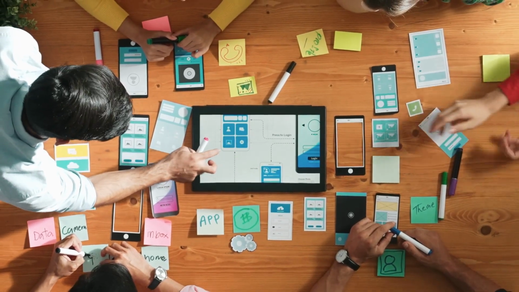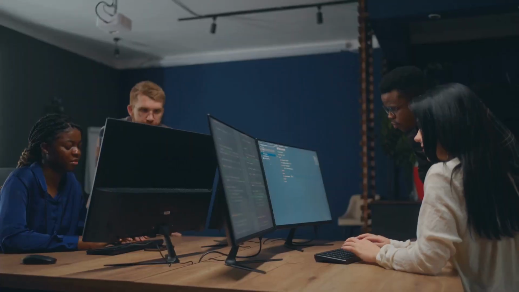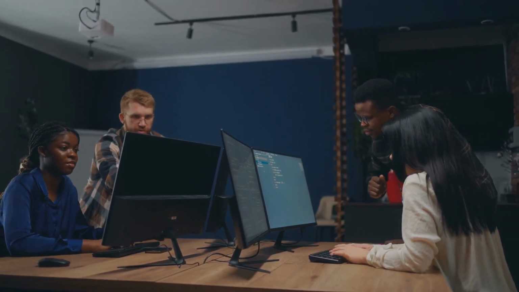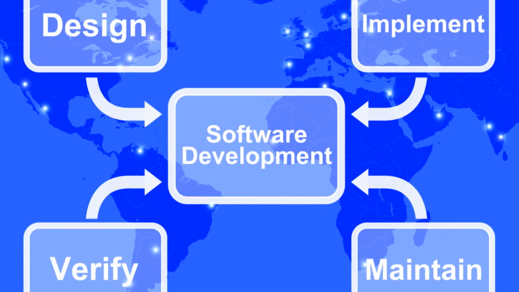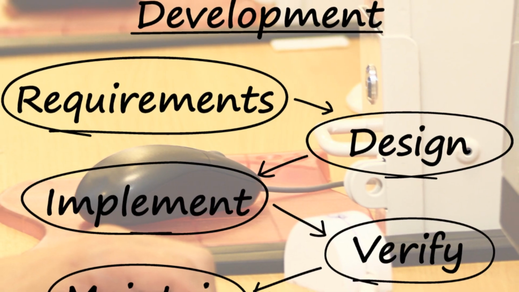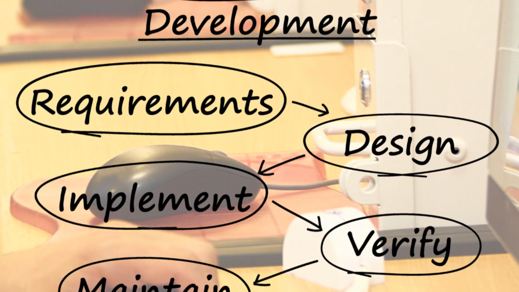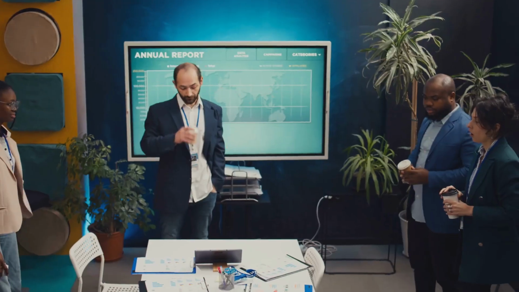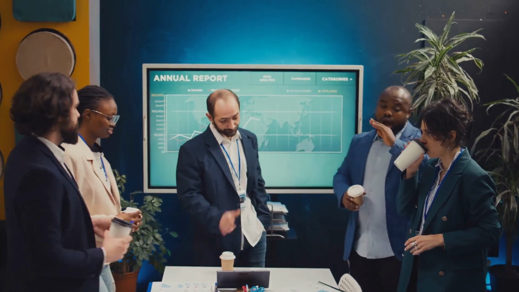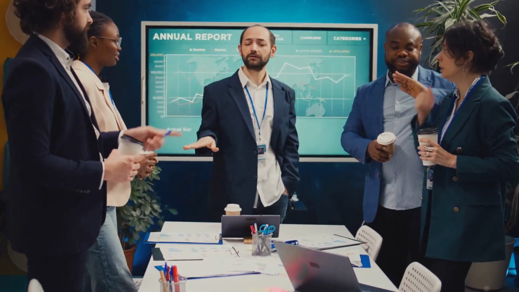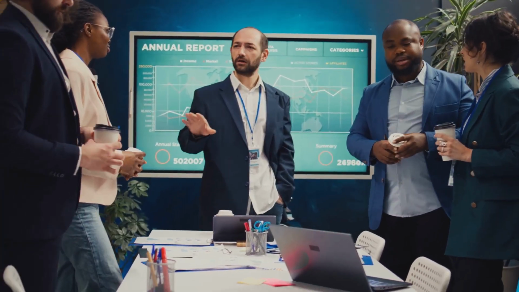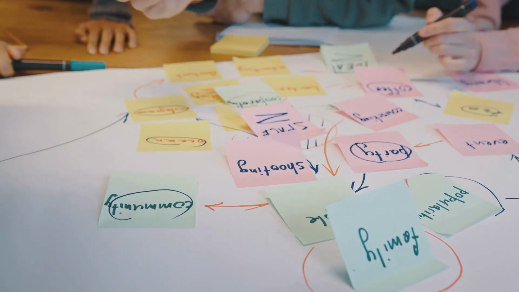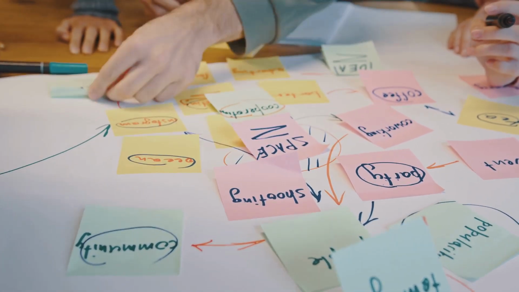Defect leakage is a critical metric in software development that highlights the effectiveness of the testing and quality assurance processes. In essence, defect leakage occurs when a defect is introduced in one phase of development but is not identified until a later phase, often by the customer after the software has been released. This phenomenon reflects gaps in the testing process and can significantly affect product quality, customer satisfaction, and project costs. Understanding defect leakage is essential for any software team aiming to improve their development and testing practices.